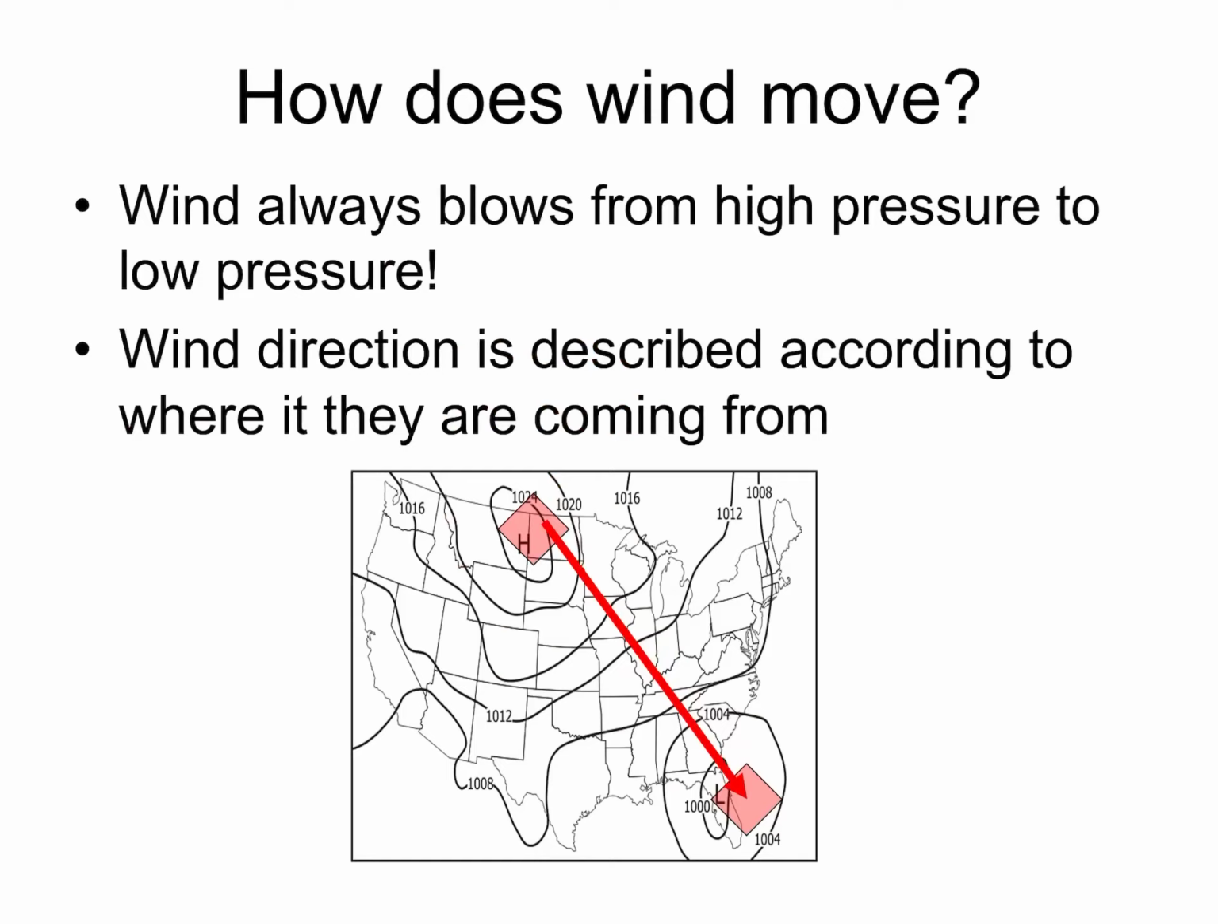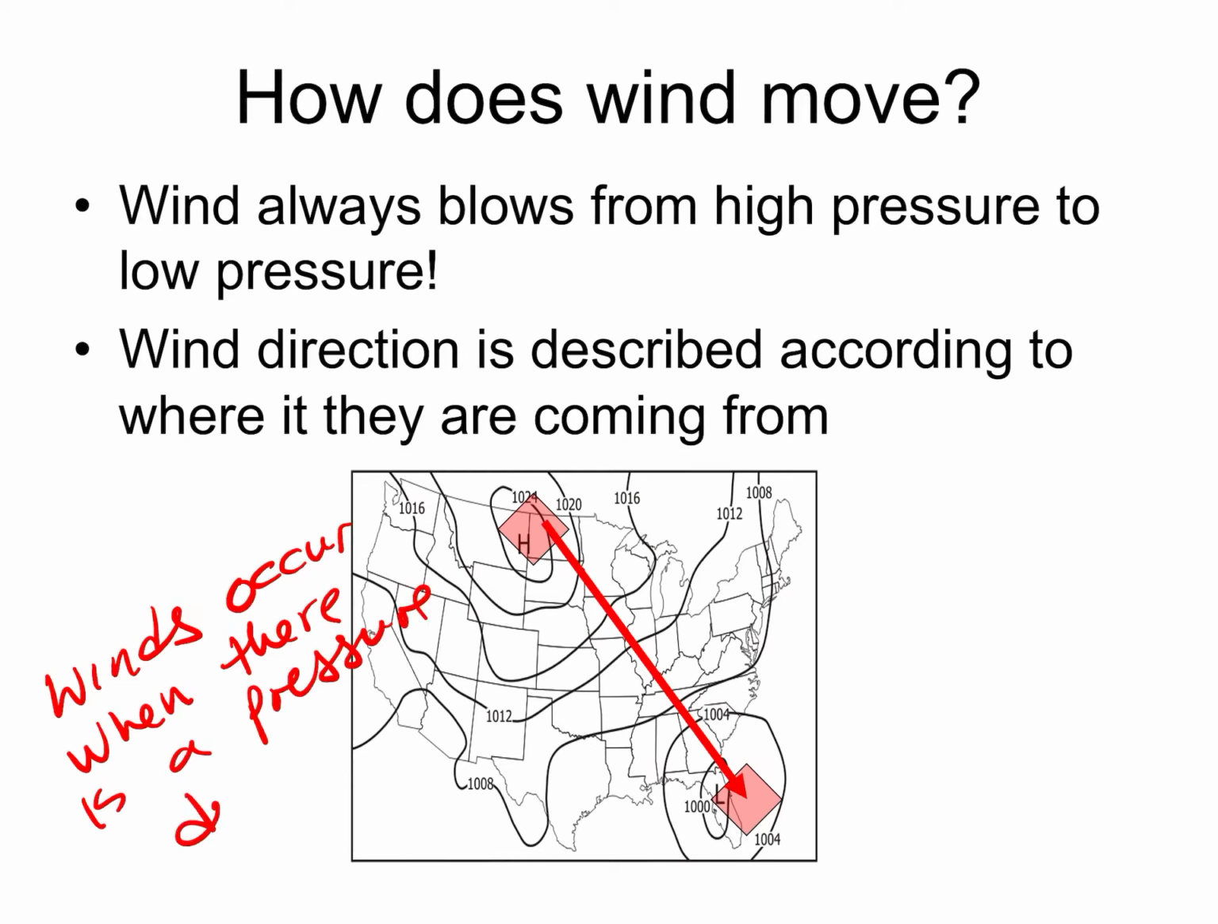So, big things with wind. Wind depends on pressure gradient. Winds occur when there is a pressure difference. If the pressures are exactly the same, there's not going to be any wind. There has to be a pressure gradient, a pressure difference. And wind is always going to blow from high pressure to low pressure. Just like heat goes from high temperatures to lower temperatures, wind is going to blow from high pressure to low pressure.